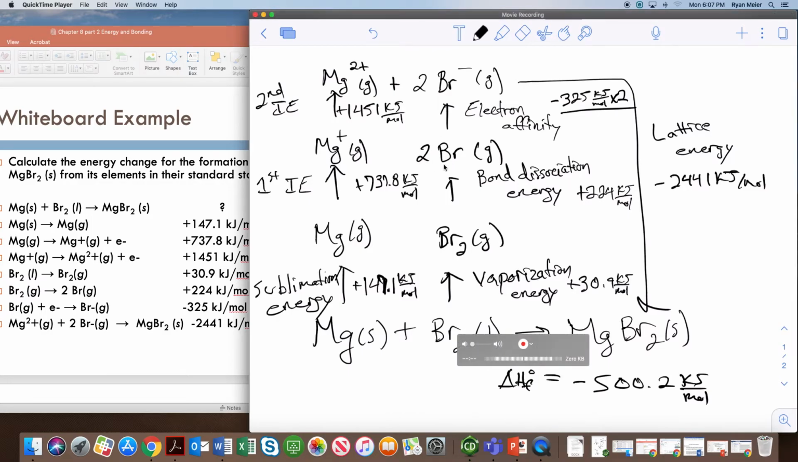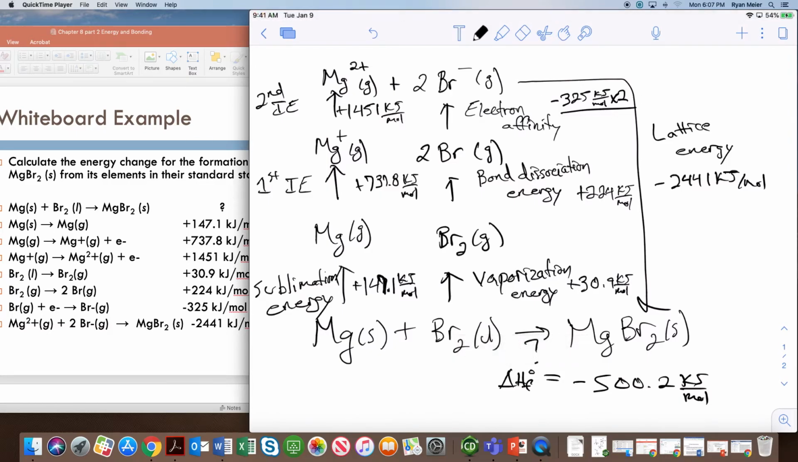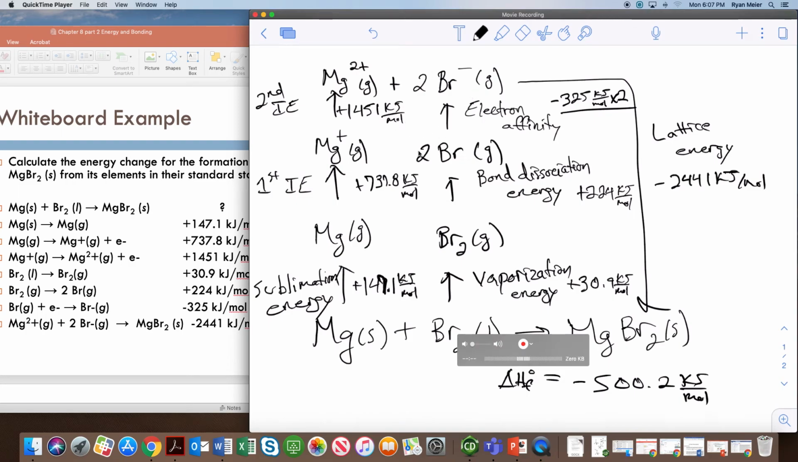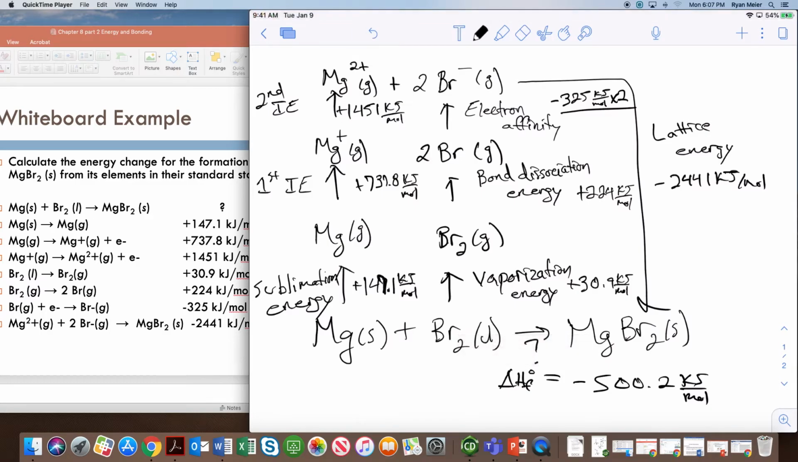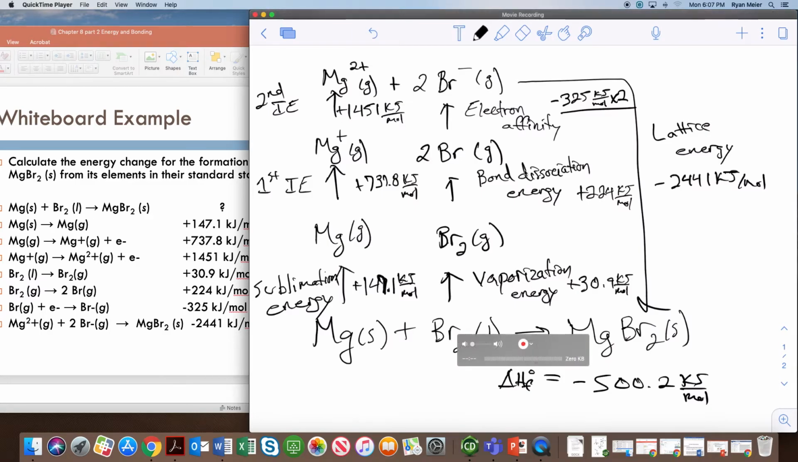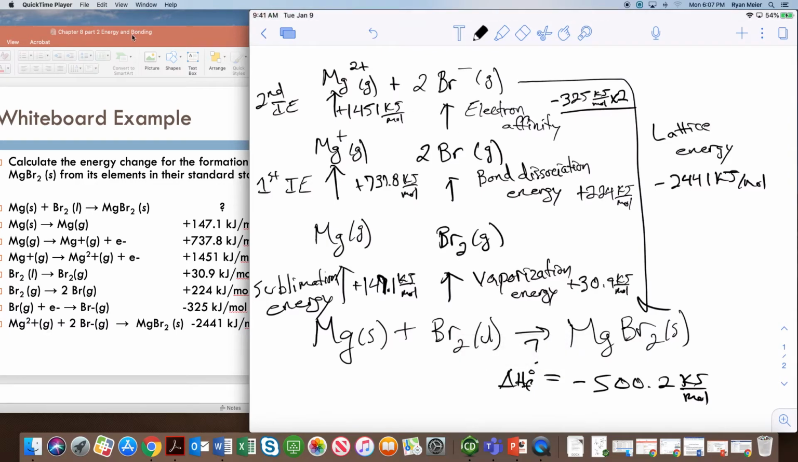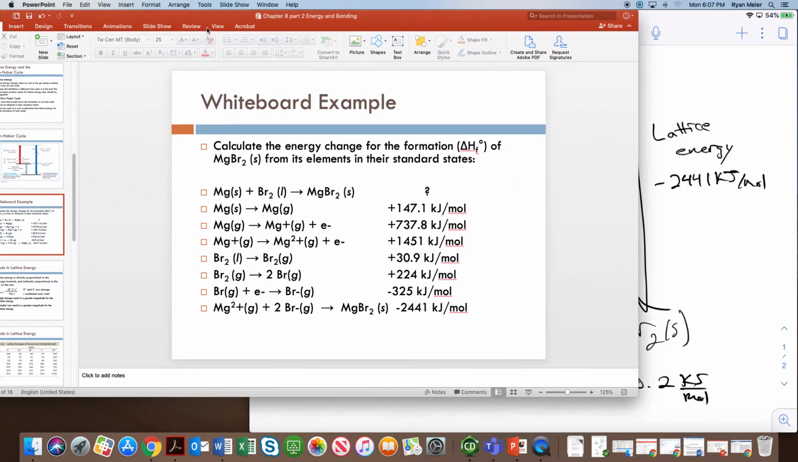Right here we saw the 2 bromines going to 2 Br minus. That's why we multiplied this electron affinity energy by 2. So pay attention to that, because 90% of probably all the mistakes I see on these Born-Haber cycle problems has to do with not tracking the stoichiometry properly for any steps that have it. All right, so that's it for this example. I'm going to jump back to our slides now.